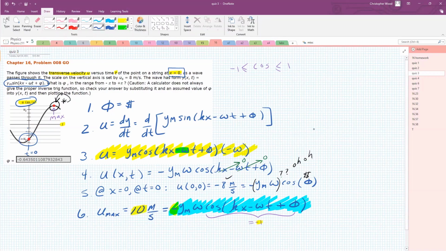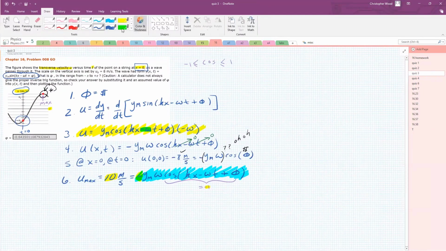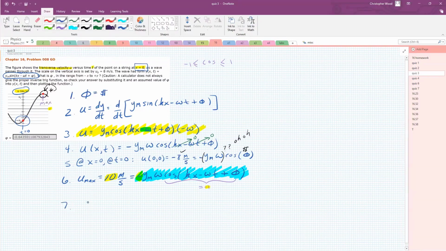So you know what I can say in step 7? That's my creative part. Now I can say, because I had that creative insight, in step 7, 10 meters per second equals y m omega. So, great news. Because again, this whole thing has to equal -1. It has to be an absolute max or min point. And in this case, it's a min point because I need the negative times a negative to equal a positive, because it's positive 10.